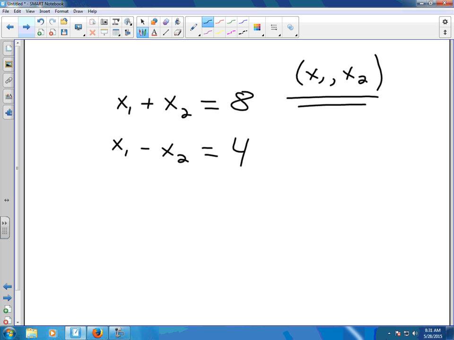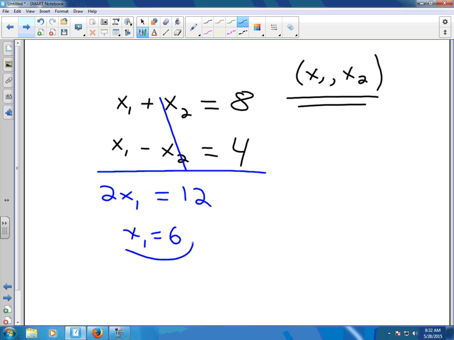So let's just do this one real quickly. One technique we've used in the past was elimination. Notice if we were to add these two equations together, the x2's would cancel, so 2x1 equals 12. Divide both sides by 2, and we get that the first unknown is 6.